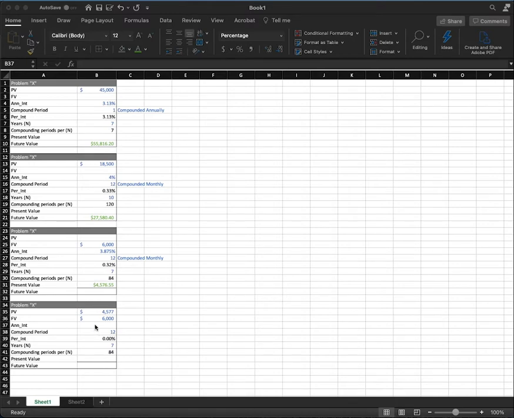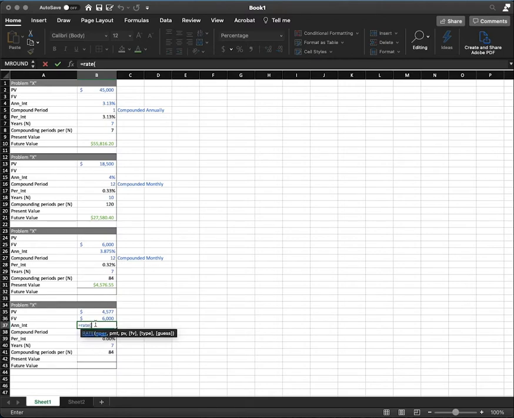So the way we're going to figure this is we're going to use the rate function. We'll go ahead and type equals rate, paren. We're going to use the monthly periods per year. We have no payments in this scenario, so we are going to skip that with another comma.